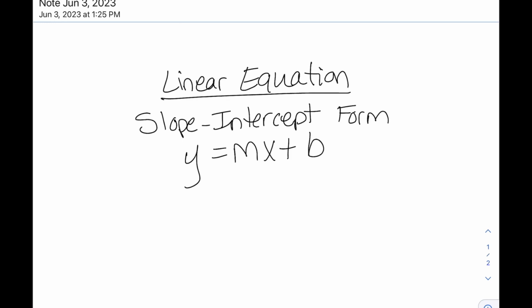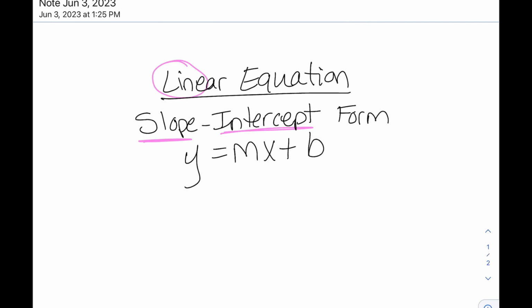And today we're going to do a linear equation. A linear equation is an equation that forms a line on a coordinate plane. So it's going to be a straight line, and the form we're doing today is slope-intercept. It's very important that you memorize this equation. This is an equation that you will use for the rest of your math life. y = mx + b.